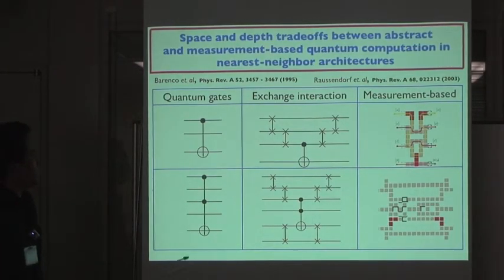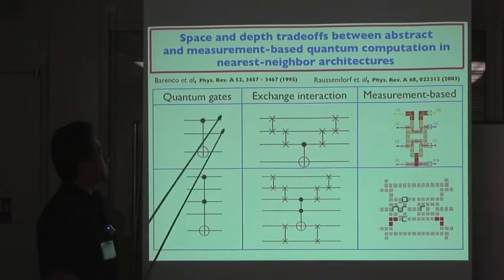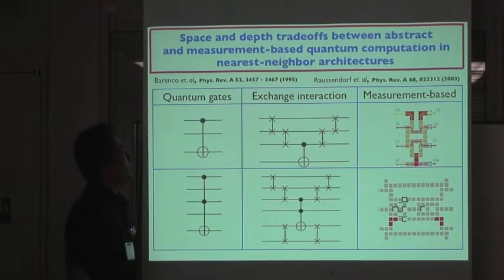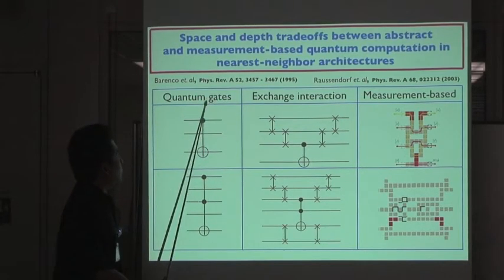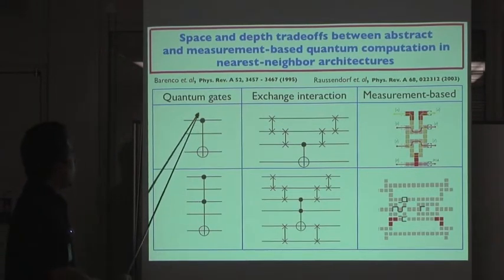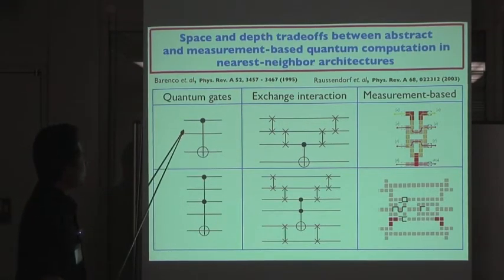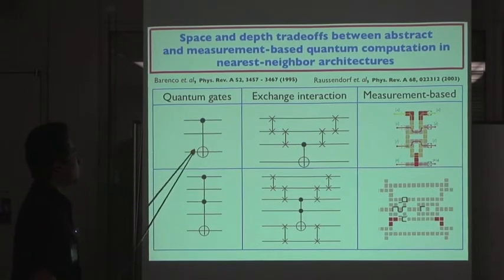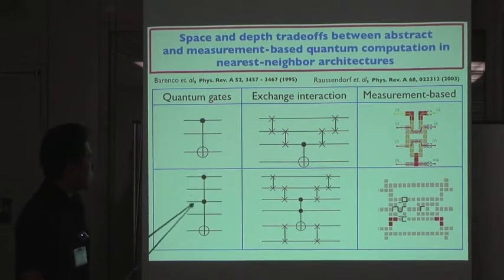Here we will give a review about the space and depth trade-offs between abstract quantum computations and measurement-based quantum computations in the scheme of nearest neighbor architectures. So this is the abstract quantum gate. This is CNOT and this is the Toffoli gate. In this CNOT, this allows the non-adjacent computation. As can be seen here, there is one ancilla which is not used in the quantum computations. And also in Toffoli gates, there are two ancillas which are not used in the quantum computations.